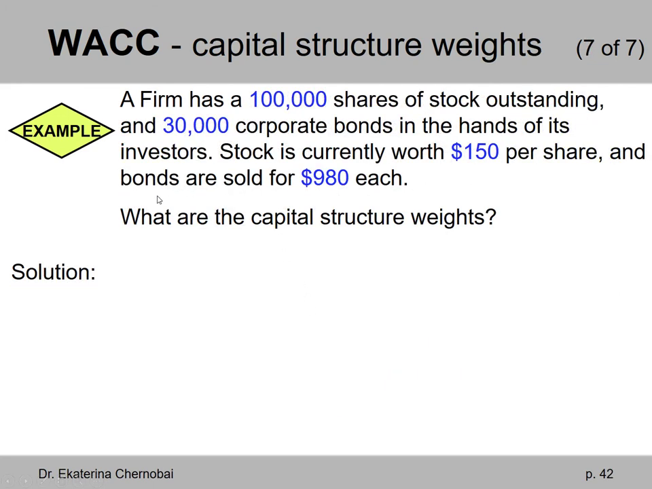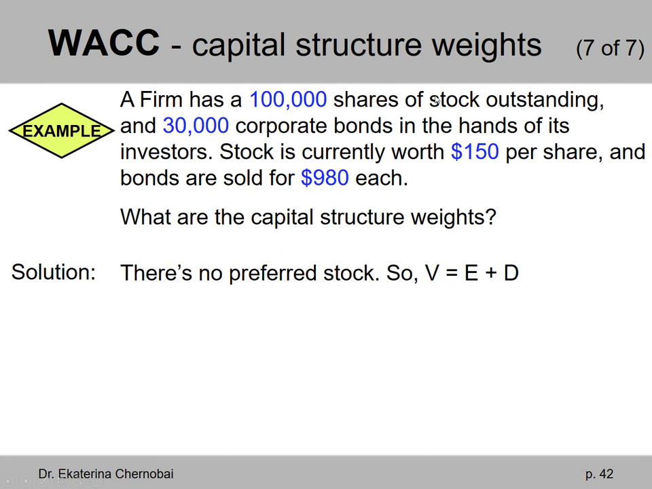Let's look at another example in which you're asked to calculate the capital structure weights. A firm has 100,000 shares of stock outstanding and 30,000 corporate bonds in the hands of its investors. Stock is currently worth $150 per share and bonds are sold for $980 each. What are the capital structure weights? Okay, so there's actually no preferred stock in this problem. The problem just says shares of stock and bonds, corporate bonds.